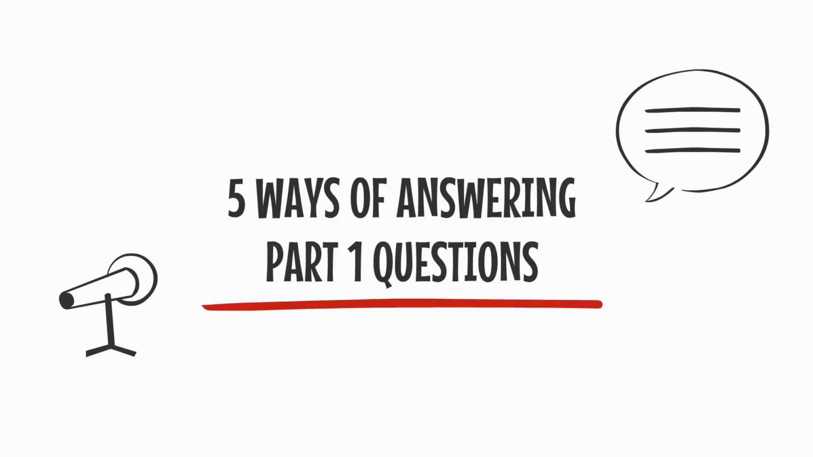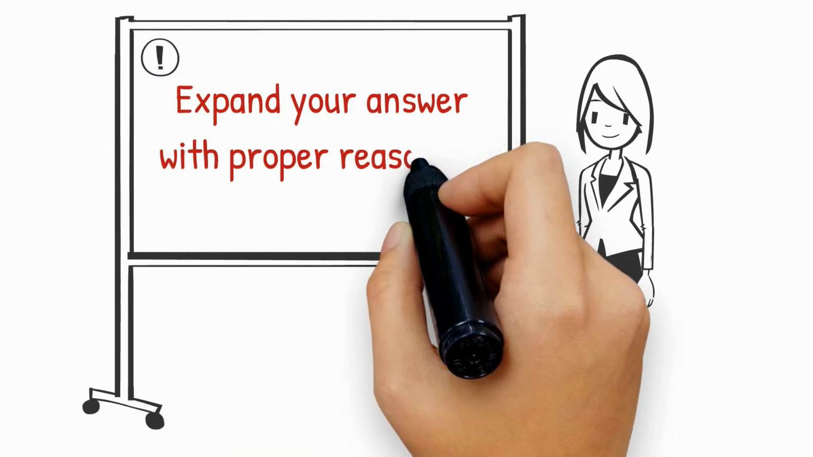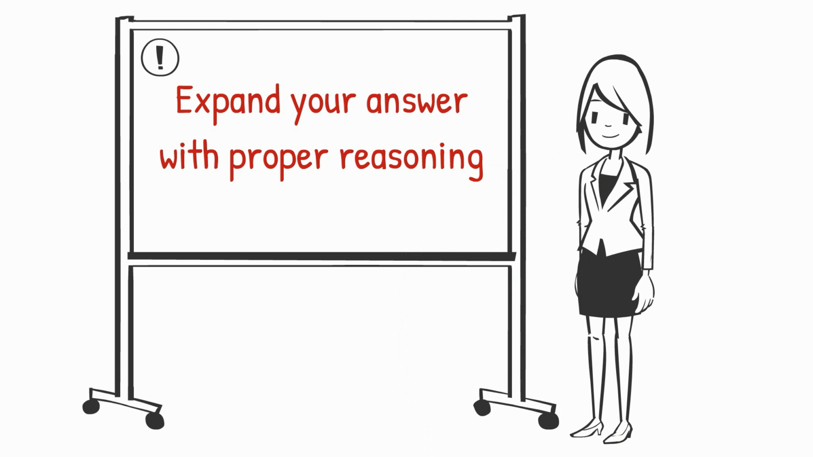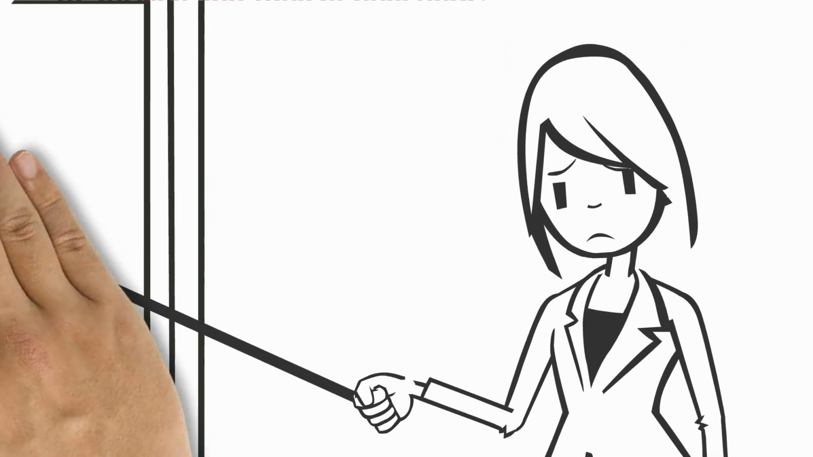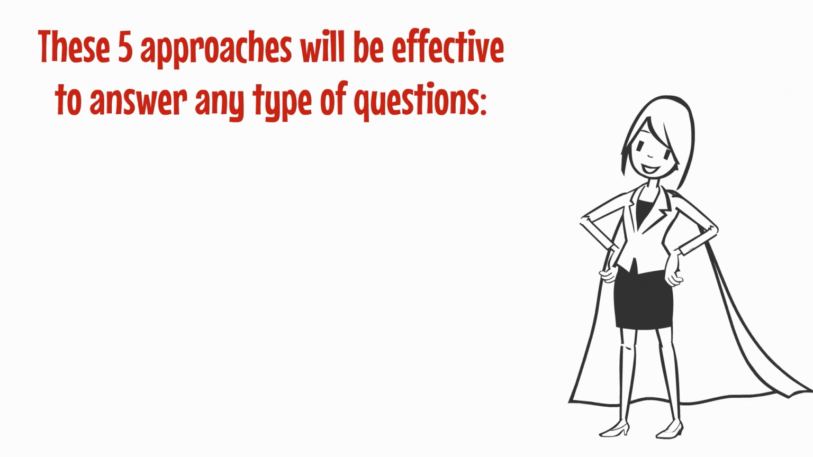In this video, you're going to learn 5 ways of answering Part 1 questions. In IELTS Speaking, it is very important to expand your answer with proper reasoning. Many students fail to extend their answers with reasons, and as a result, they achieve a low score. So these 5 approaches will be effective to answer any type of question.